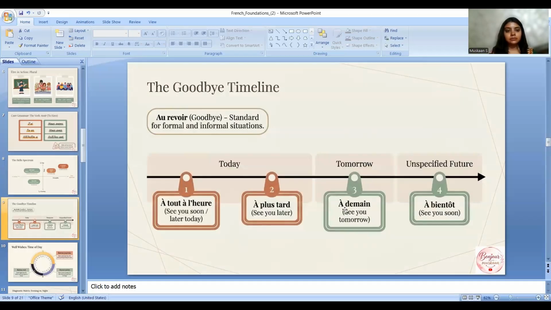Now let's see the goodbye section. Now, how to say goodbye? We will be saying au revoir. It is used in both formal and informal situations. For formal and informal situations, we always say au revoir, and we use it all the time. It is the more casual way you can say it.